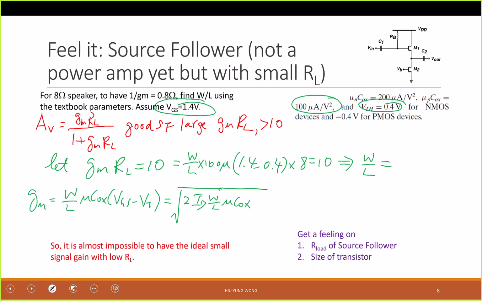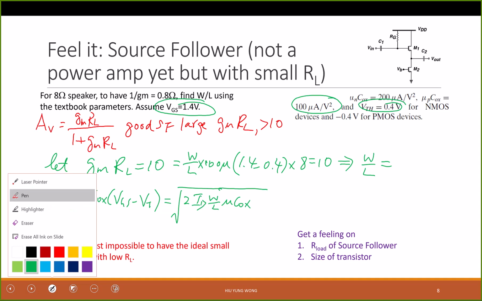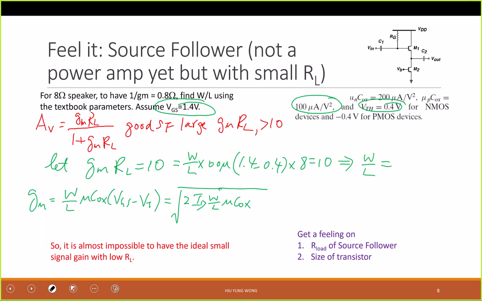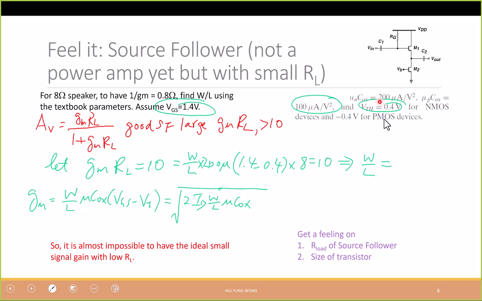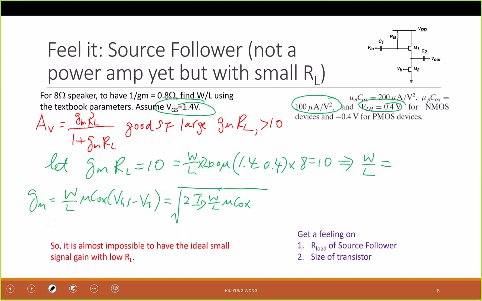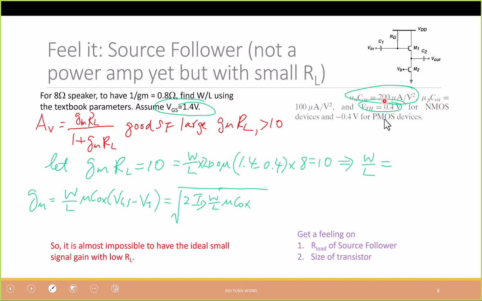I'm sorry. This is not 100, because what I'm giving you here is the PMOS. But this is the NMOS, right? So mu nCox is 200. So is that okay, how I get this number? I'm a little bit messy, but do you see that? Because this is given, right? 200 times 1.4 minus 0.4 times this equals 10 over 8, right?